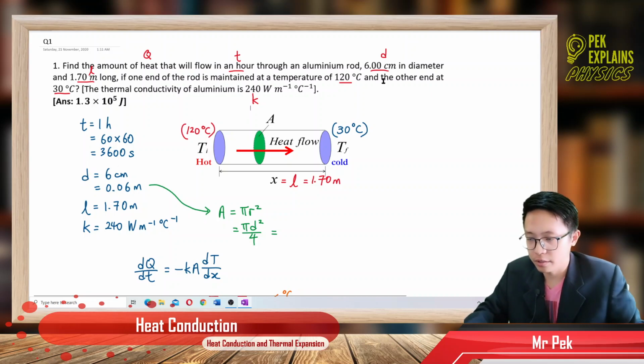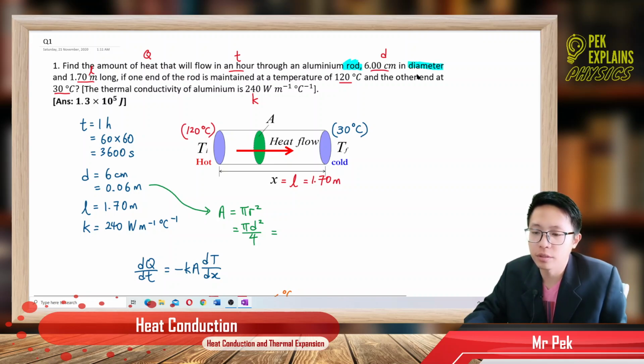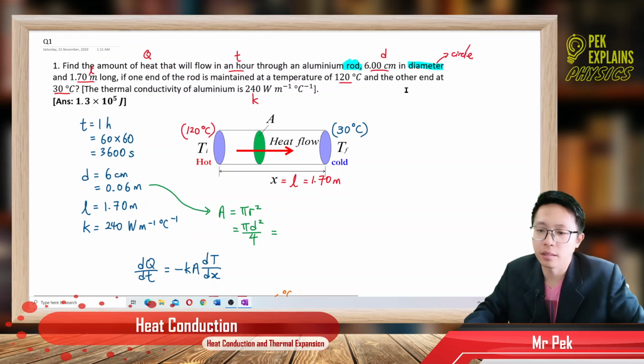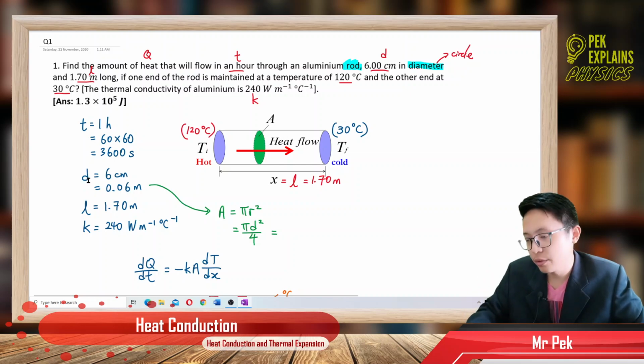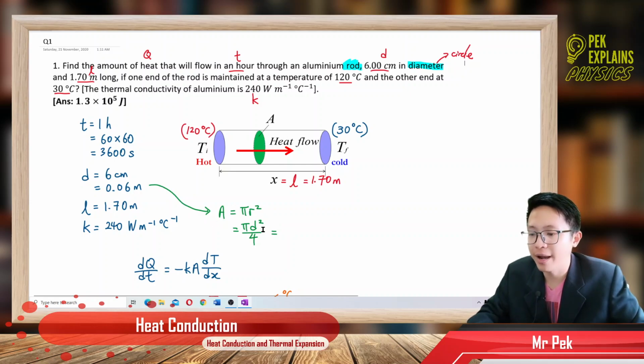Remember, since this is a rod, and it gives us the diameter, this must relate to a circle area. So whenever he gives us a diameter, we straight away find the area. Area comes with the formula pi r square, which is also pi diameter square over 4, because radius is diameter divided by 2.